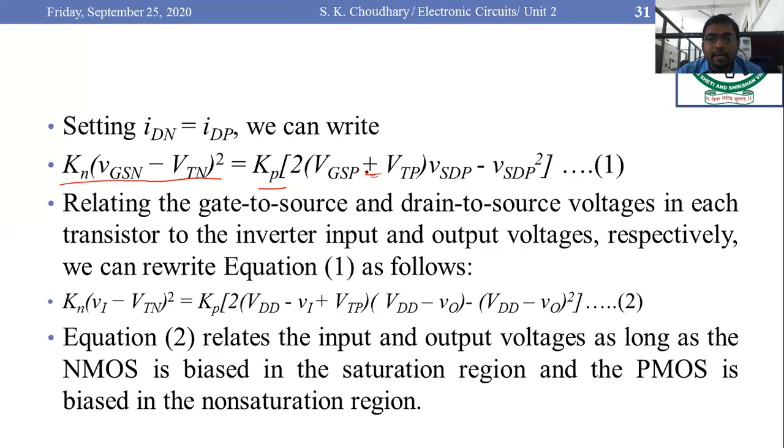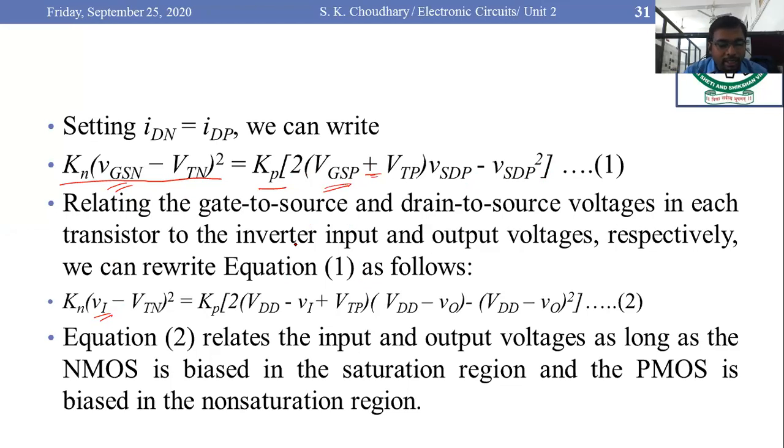Now, relating the gate to source voltage and drain to source voltage in each transistor to the inverter input and output voltages, we can rewrite. What is the VGSN? It is nothing but Vi. What is the VGSP, the gate to source voltage of the PMOS?